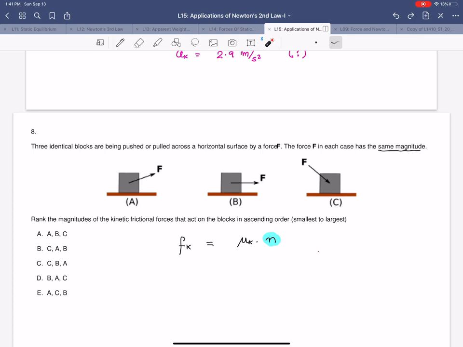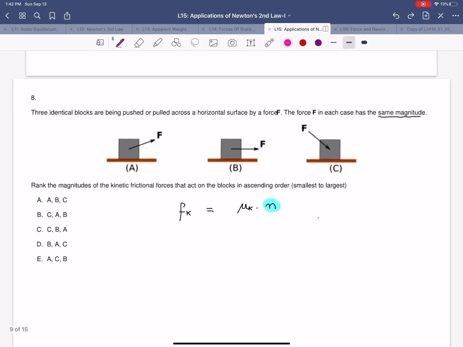Okay. So the key here is to realize that the force of kinetic friction depends on the normal force. Mu sub k is kind of irrelevant in this problem because the two surfaces in contact are the same for all these sketches. So we just have to determine how the normal forces are ranked. Once we have a ranking for the normal forces, we have our ranking for the force of kinetic friction. So let's talk about the normal force in this situation.